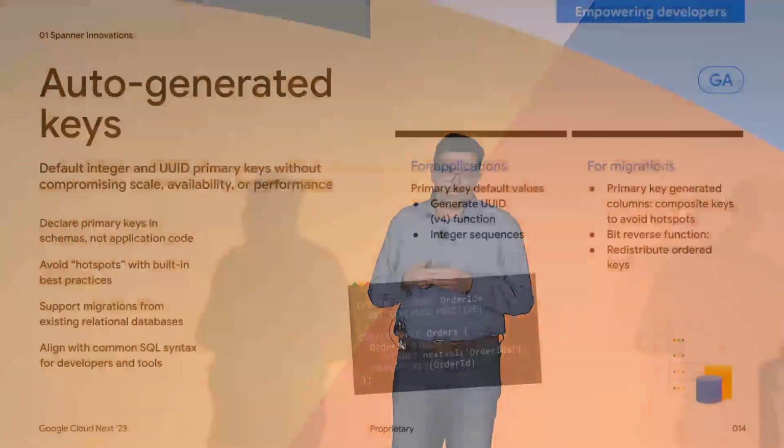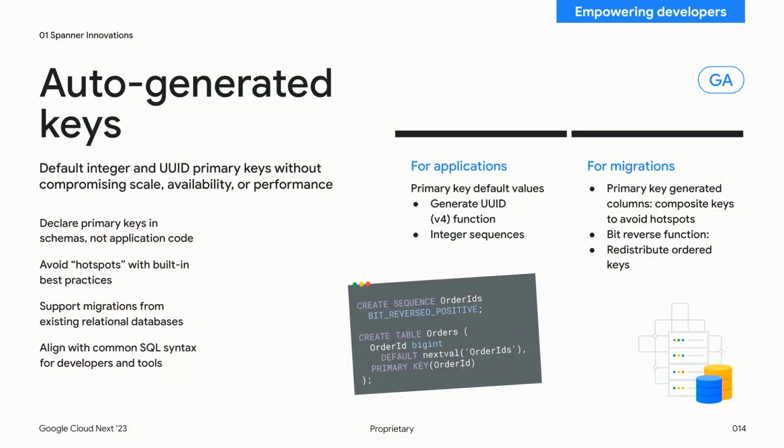Finally, I'd like to draw your attention to a developer productivity capability, which we are announcing in GA today. This is auto-generated keys. So now, with auto-generated keys in GA, you can have the primary keys auto-generated inside your schema rather than in your application. And we have designed auto-generated keys in such a way that it does not impact Spanner's scalability, performance, and reliability.